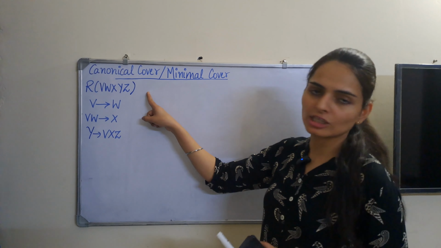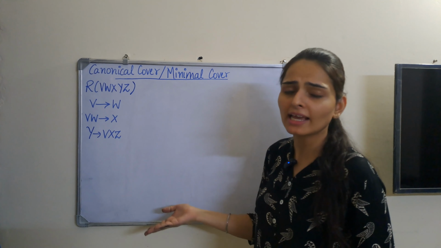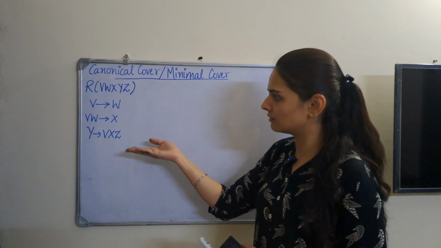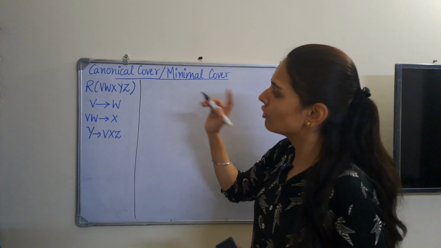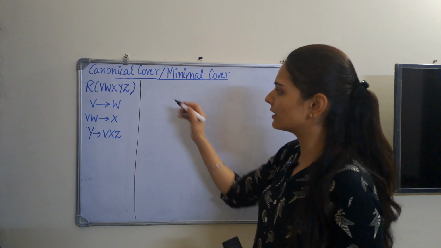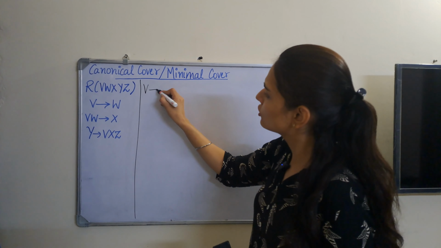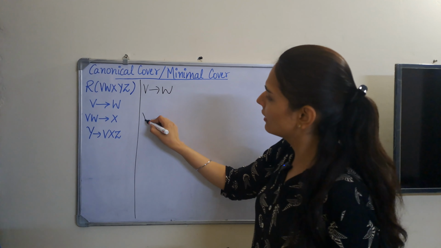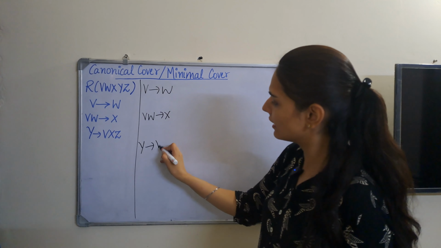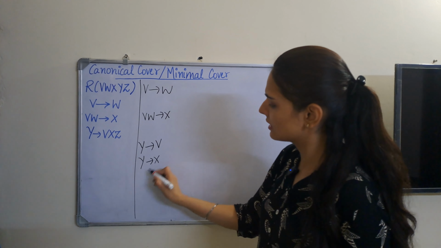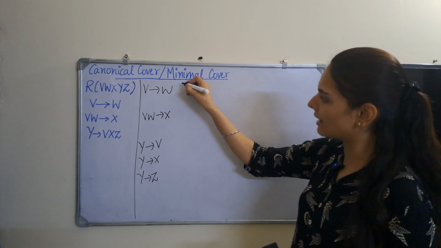So now this is the relational model that we have, and these are the sets of functional dependencies for which we have to check if there is any redundancy, and if there is, we have to remove it, right? So now the first thing that we have to do, as we have already seen, is to apply the decomposition rule on these sets of functional dependencies. So now first we have V to W, then we have VW to X, then we have Y to V, Y to X, Y to Z. Now on the right hand side we have only one single attribute.